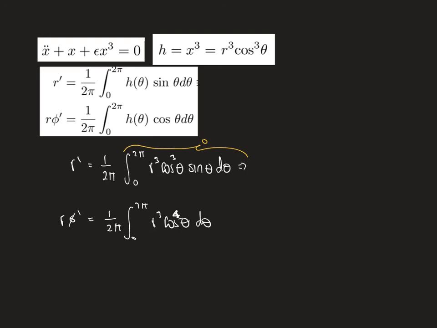Then we have here r prime is equal to 0, and this one here is equal to 3 pi over 4. Therefore, we have here r phi prime equal to 1 over 2 pi times 3 pi over 4, and we have 3 over 8. Again, missing here r cubed.